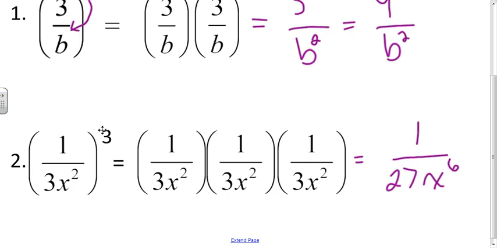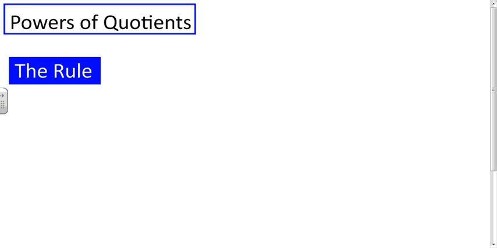And again, I'm using this 3. I'm raising the 1 to the 3rd, which is just 1. 3 to the 3rd is 27. And x squared, raising that to the 3rd power, is x to the 6th. So my rule, find power of a quotient.